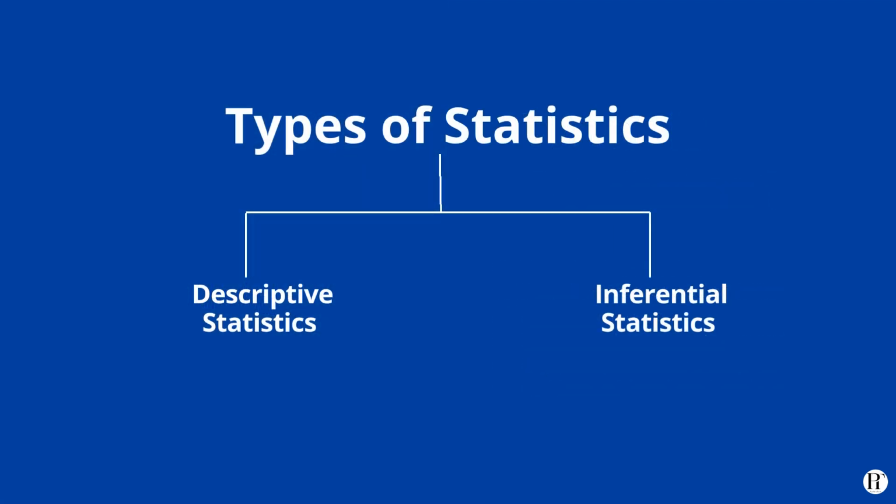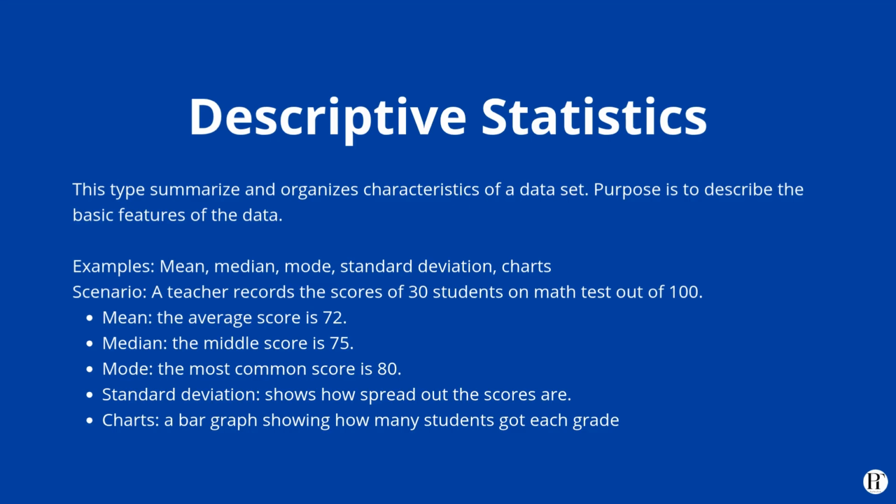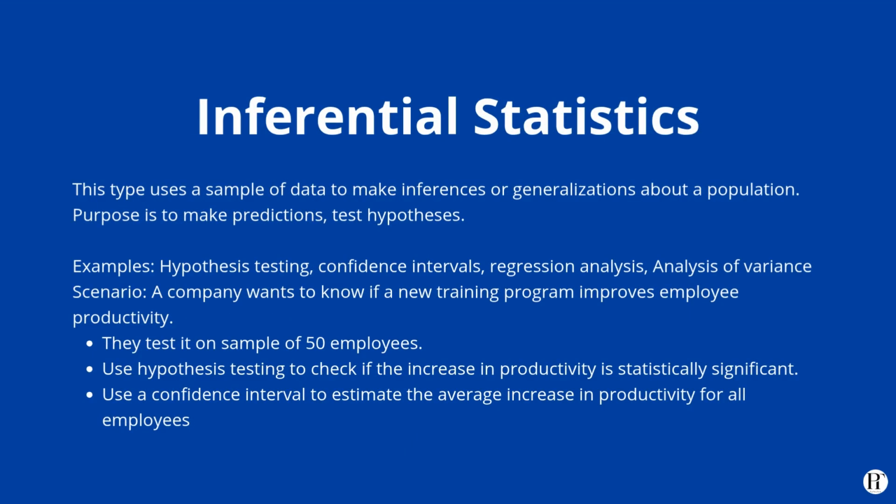Statistics are broadly divided into two main categories: descriptive statistics and inferential statistics. Descriptive statistics summarize and describe the main features of data sets using measures like mean, median and mode. Inferential statistics help you to make predictions or a generalization about the population based on a sample. For example, forecasting app crashes based on past user behavior.